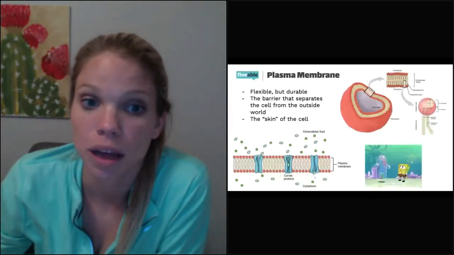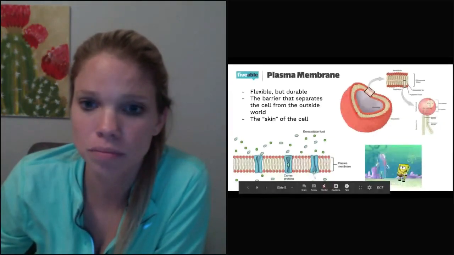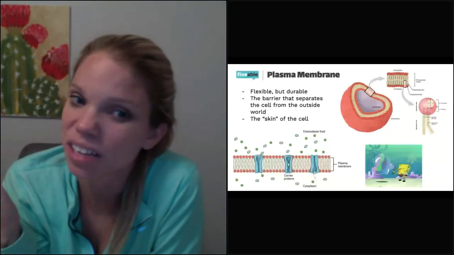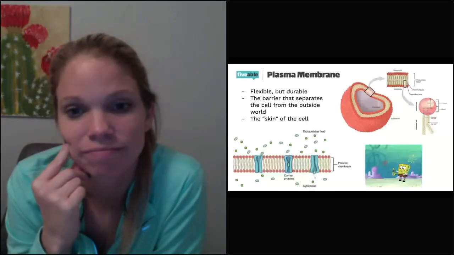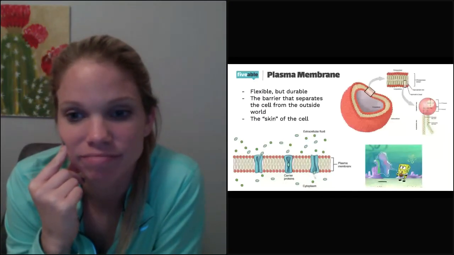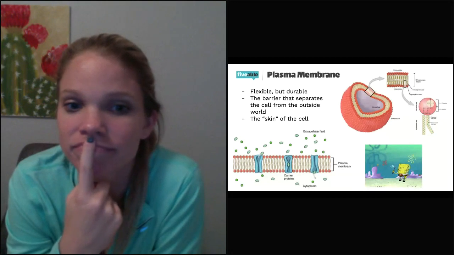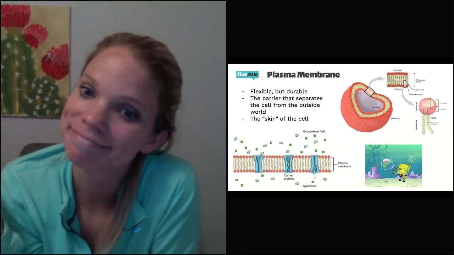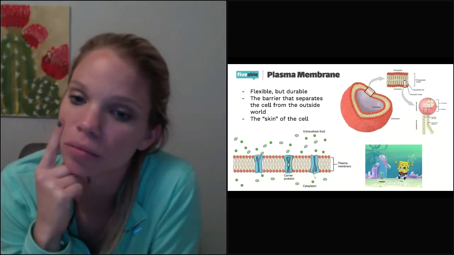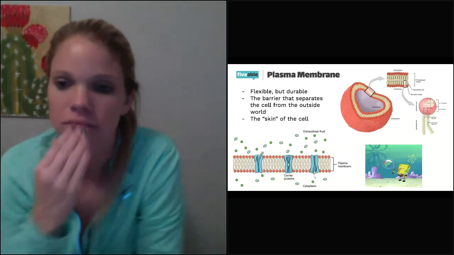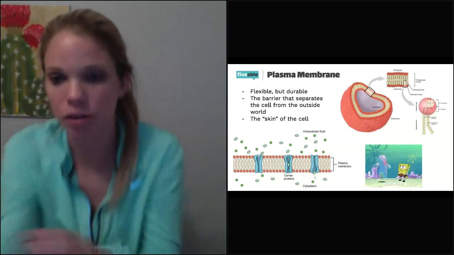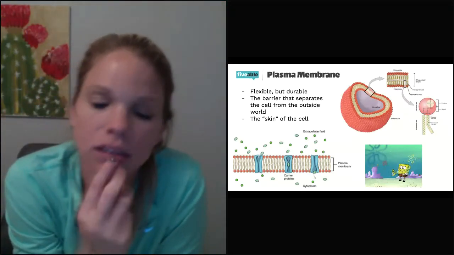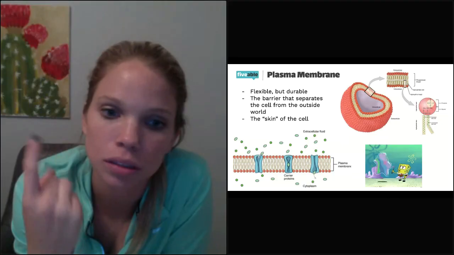So speaking of which, we say that this membrane is flexible. Why is this membrane flexible? What is holding these phospholipids together? Why isn't it solid or crunchy? Because we know it's flexible because I can do all sorts of stuff to my arm and it doesn't break. I'll give y'all 3, 2, 1.